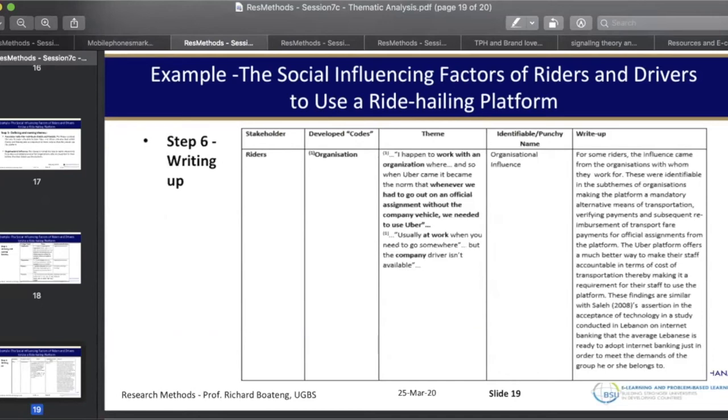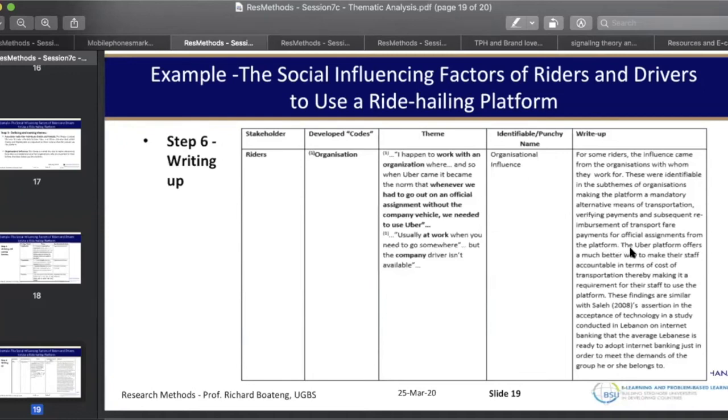Okay, Abdallah, you are disturbing us. These were identifiable in the sub-themes of the organizations, making the platform a mandatory alternative for use of means of transportation, verifying payments, and subsequent reimbursement of transport fare payments for official assignments on the platform. Do you realize that all these 3 codes were developed and they are now being used to explain the organizational influence? The 3 codes that you see there were the items for measuring the organizational influence. But we began from the codes and built up towards the organizational influence.